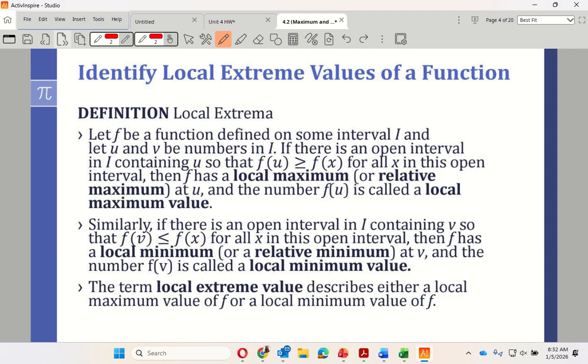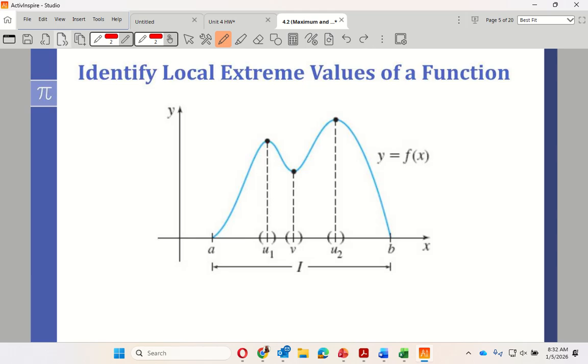Similarly, if there is an open interval in I containing v so that f of v is less than or equal to f of x for all x in this open interval, then f has a local minimum, or relative minimum, at v, and the number f of v is called the local minimum value. The term local extreme value describes either a local maximum or minimum value.